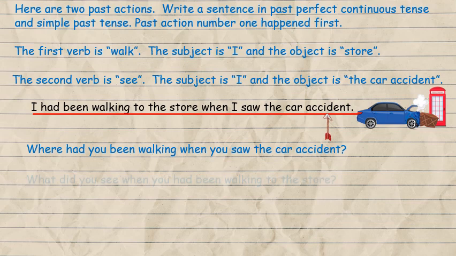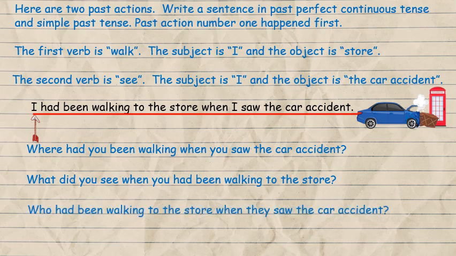What did you see when you had been walking to the store? I saw the car accident. Who had been walking to the store when they saw the car accident? I had been.